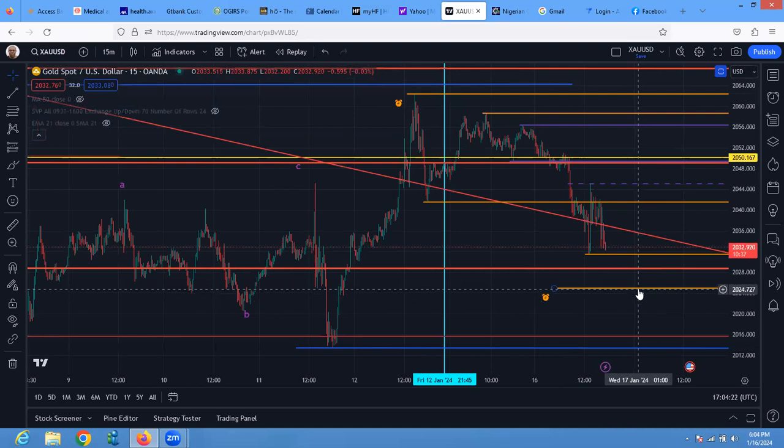So if price should take this to the downside, we are going down. Even if price reacts to the upside, it is a correction for more downside.